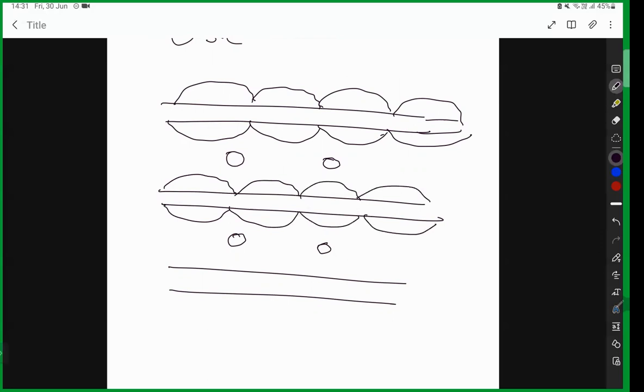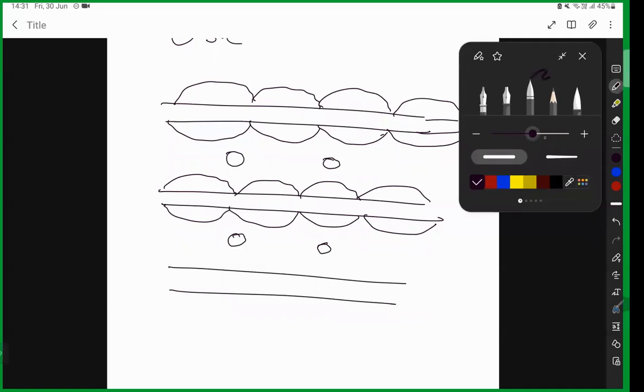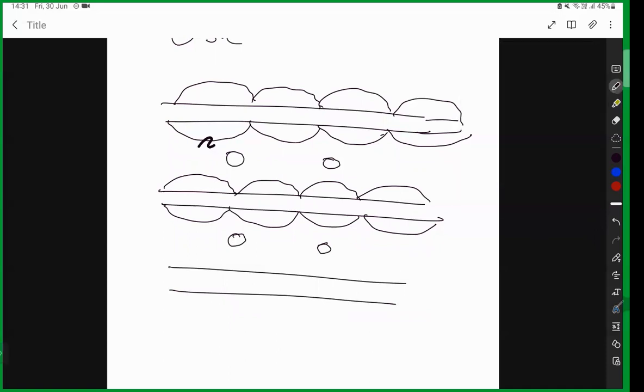Okay, so first consider these two neurons. These two neurons are going to be interconnected. How? They are going to be interconnected like this. 1, 2, 3, 4. So this is going to be again interconnected like this. Similarly, you are going to have interconnection between this. So this is going to be one oligodendrocyte. This is going to be the other oligodendrocyte.